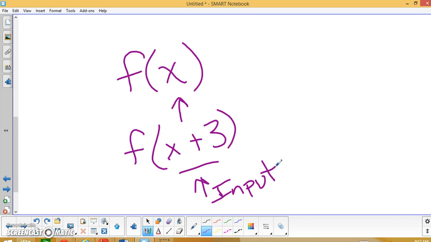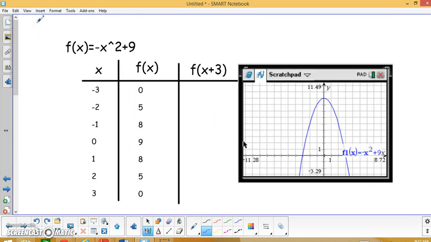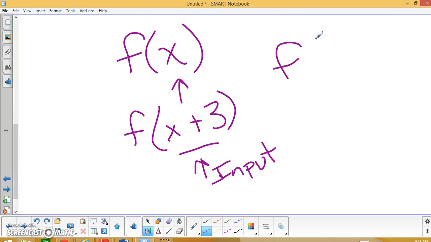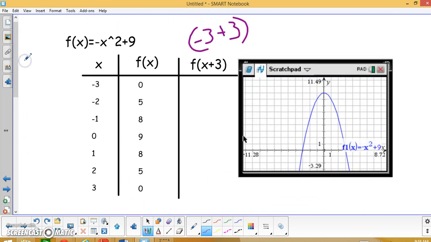So if we go back up to the top, I would have an x value of -3. So my input now, because I'm going to take -3 and add 3 to it, my new input is f of 0. Because I did -3, that was my x value, and I added 3 to it. So now I have to find out what is my output of 0. Well, that's going to be 9. So my new point is -3, 9.